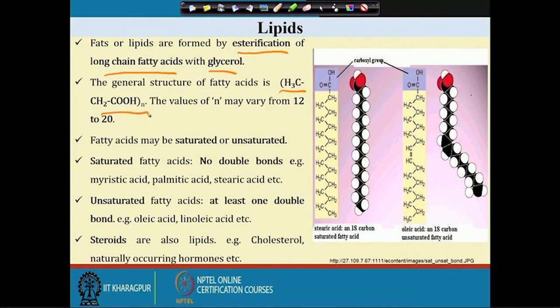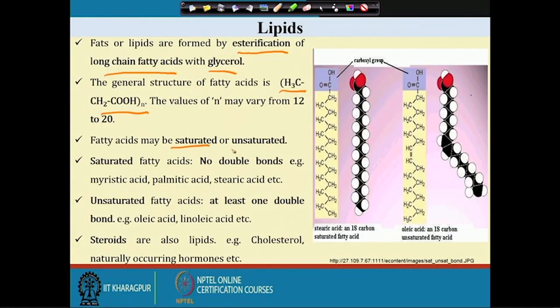This is the general structure of fatty acid given here, CH3, CH2, COOH. It may be bigger, we have bigger fat molecules, we have smaller fat molecules. Now, fatty acids may be of two types: saturated and unsaturated. What do you mean by saturated fatty acid? Saturated fatty acid means that all the bonds are single bonds. There is no double bond present in this. Now, if there is any double bond present in the fatty acids, we call it unsaturated.